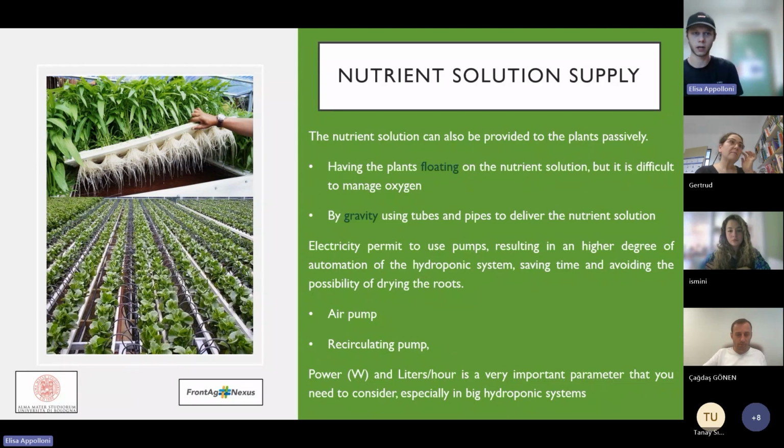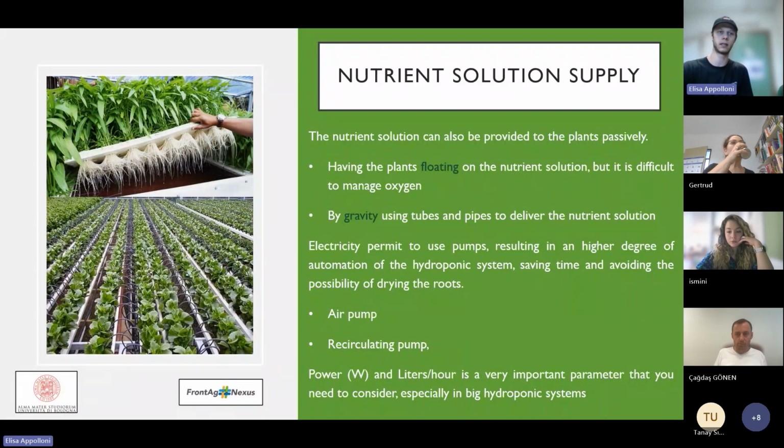Okay, so now we talk about the nutrient solution and how it is supplied to our plants. The nutrient solution can be provided to the plants in two ways, active or passive. In the passive way, we can use a floating system.